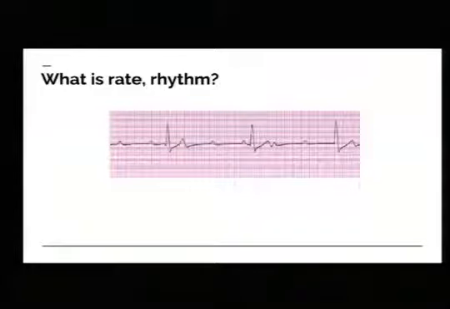So what is that? Complete heart block, complete AV dissociation. You've got an atrial rate and a ventricular rate that do not correspond to each other.